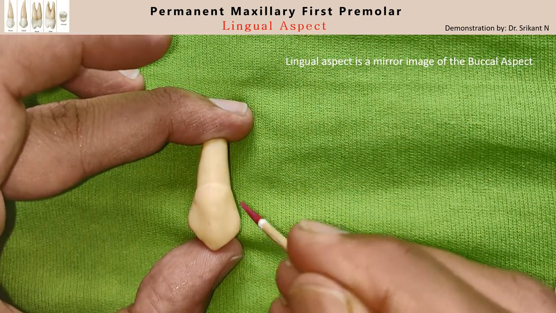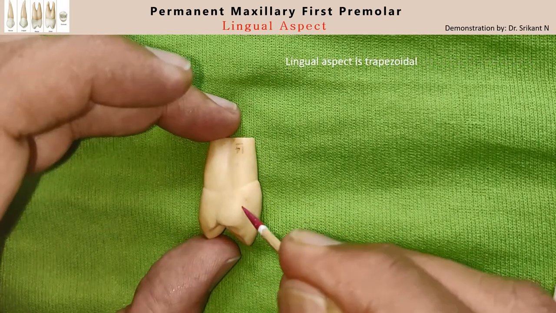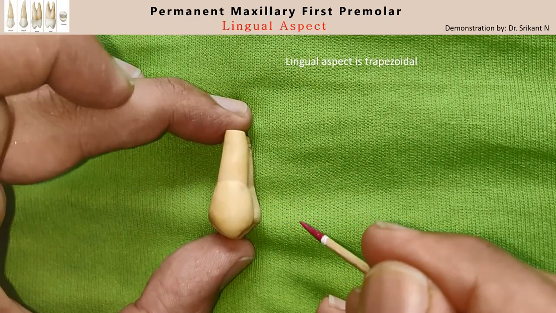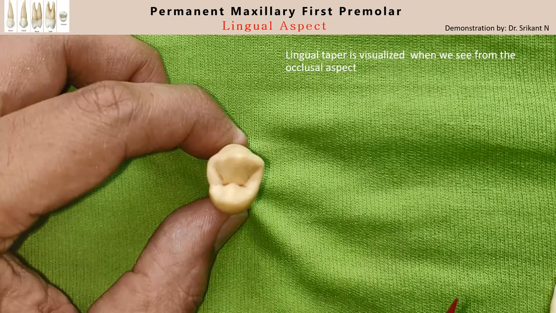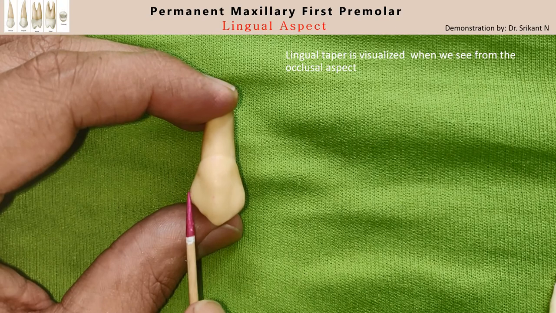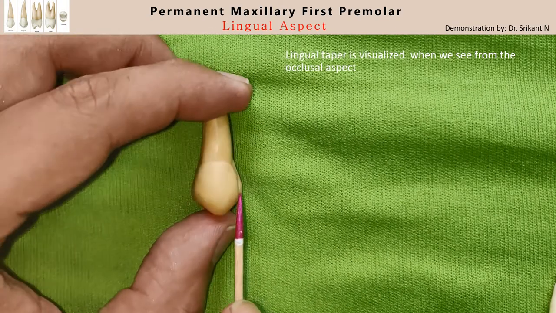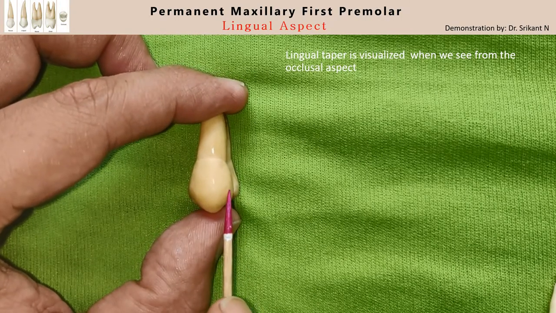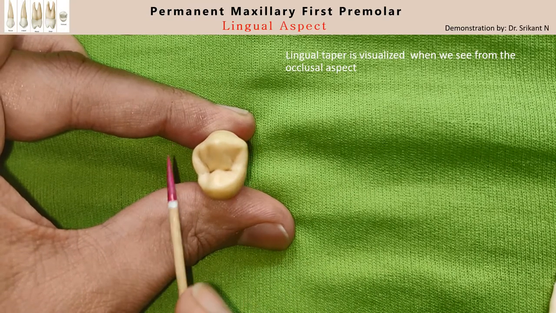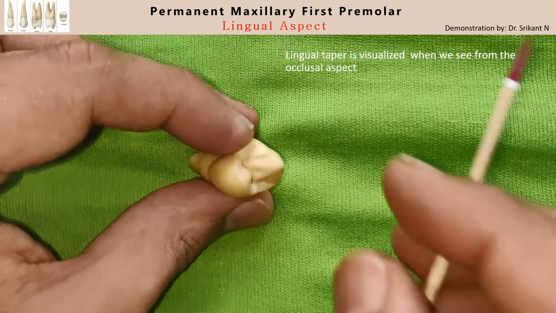So buccally you saw a trapezoidal shape with a wider mesiodistal aspect. The lingual aspect also is roughly trapezoidal and is smaller than that of the buccal aspect. There is a prominent lingual taper. When you see from the buccal aspect, you can see that the mesiodistal dimension is wider, but in the lingual aspect, the mesiodistal dimension is lesser. This gives a prominent lingual taper, which is more observable from the occlusal aspect.